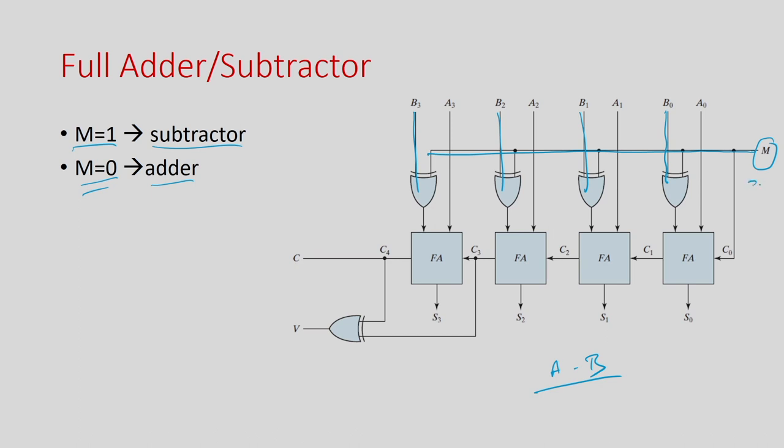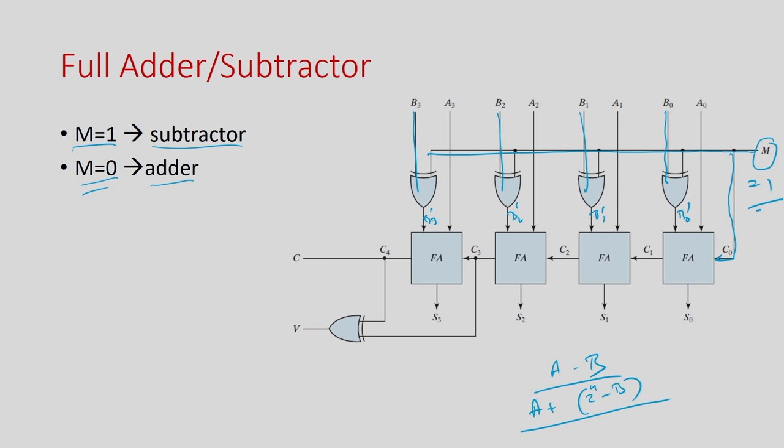Whenever I give 1 here, what will happen? This 1 will come here and effectively I will get the complement: b3 bar, b2 bar, b1 bar and b0 bar. And this same m I am giving as the carry-in, so this is that addition of 1. Effectively I am adding a plus the 2's complement of b, which is 2 to the power 4 minus b. This is what I am doing here, and this is subtraction.